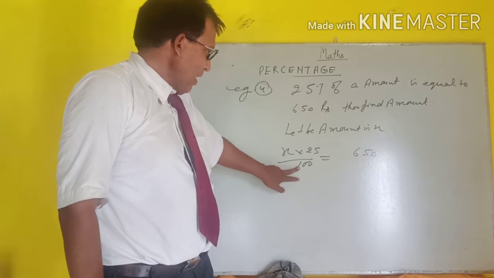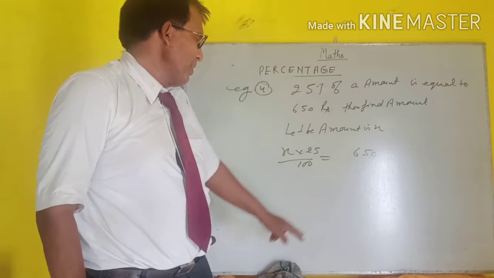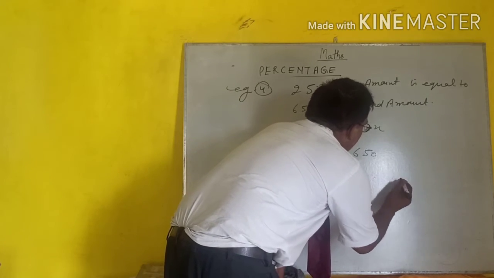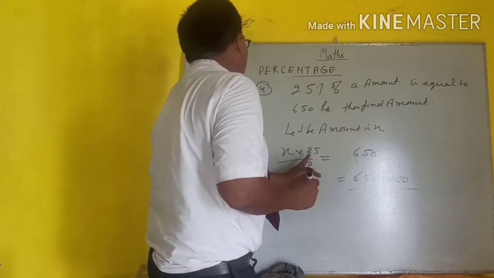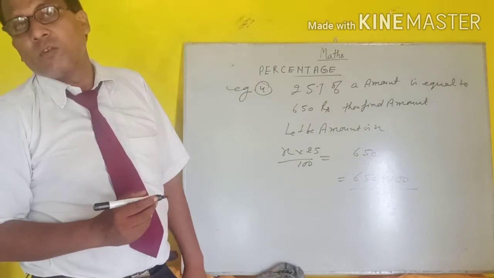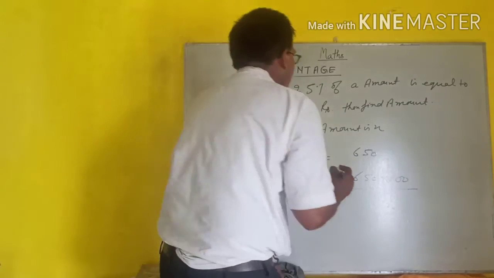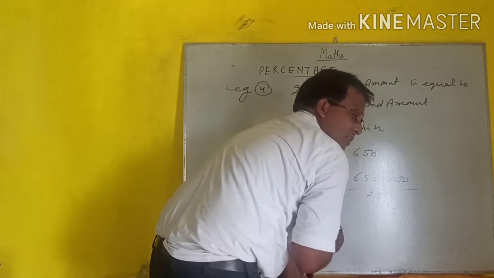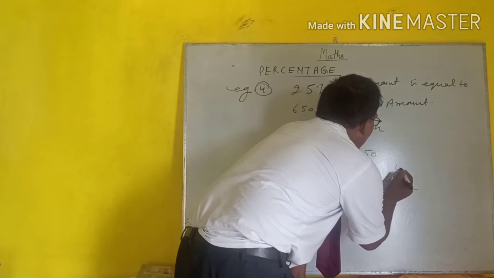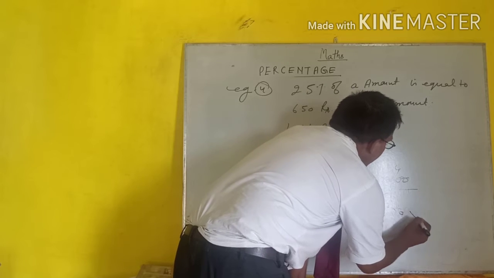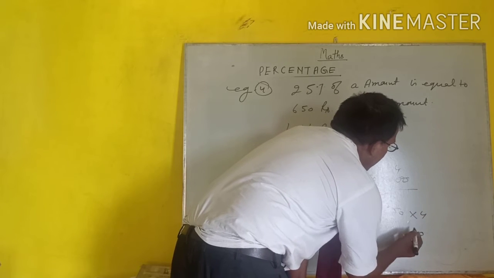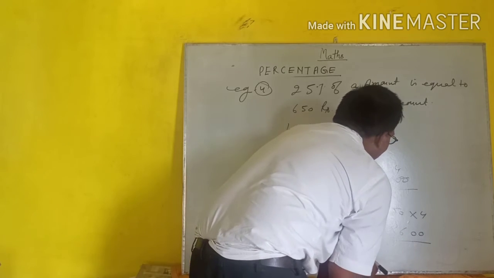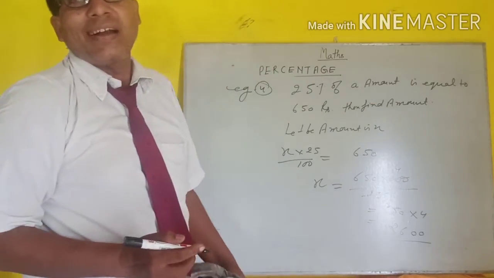Here in the left side 100 divide, then it goes to the right side, it multiplies there, it becomes 650 multiply by 100. Here in the left side 25 multiply, when it goes to the right side, it divides there upon 25. Here is remaining x, here you write x, 25 4s are 100. Here 650 multiply by 4, 4 0s are 0, 4 5s are 20, 4 6s are 24 plus 2 is 26, it becomes 2600 rupees.